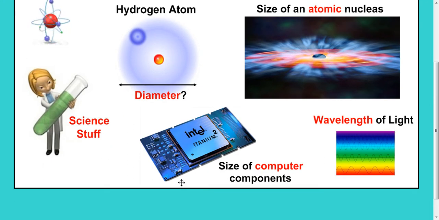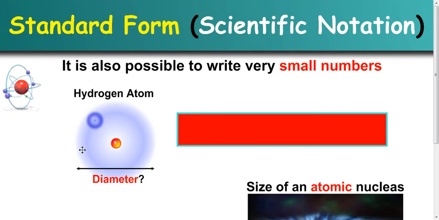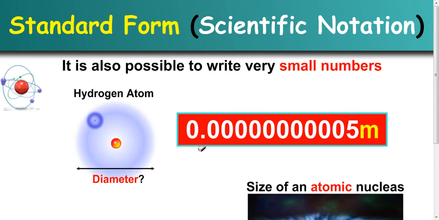The size of computer components can be extremely small. In science, you might be talking about wavelengths of light, things like this. They can generate extremely small numbers. I looked up the diameter of a hydrogen atom online and it came up with this, 0.0000000005 meters. Again, that would be very clumsy to write down in calculations.